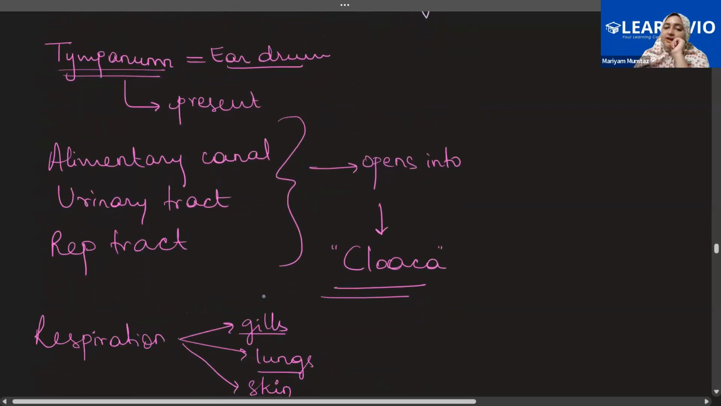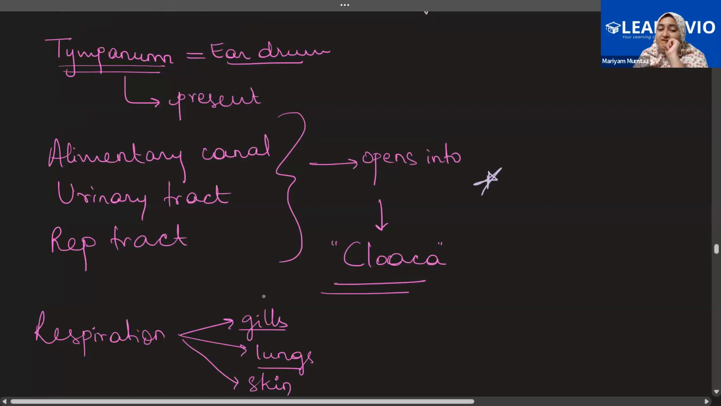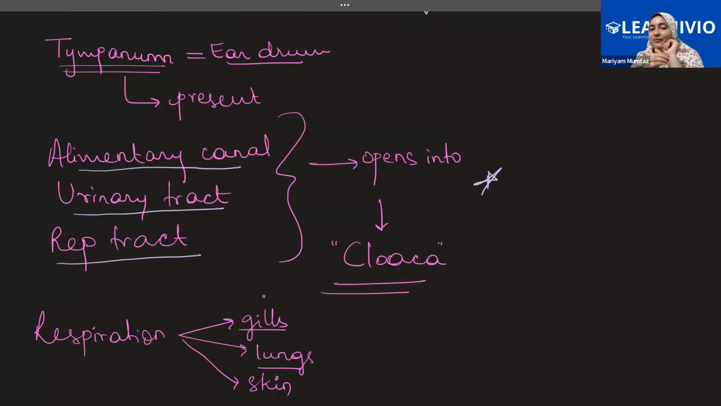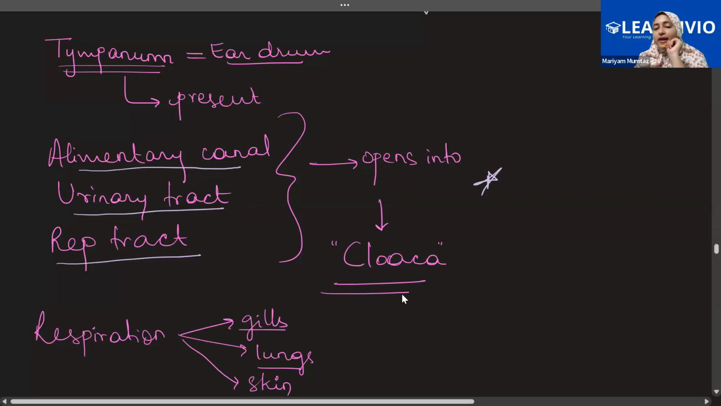Now the alimentary canal, this is a very special and specific feature that the amphibians have. Their alimentary canal, their urinary tract, and their reproductive tract, all of them have one common opening, and that is cloaca. They don't have separate openings like in humans, where there is a separate opening for defecation, a separate opening for urination, and also a separate opening for reproductive release, isn't it? But in the case of amphibians, there is only one opening, and that is what is called cloaca.